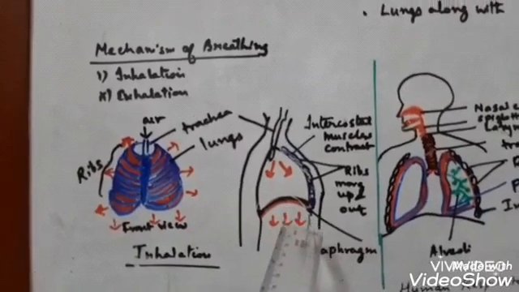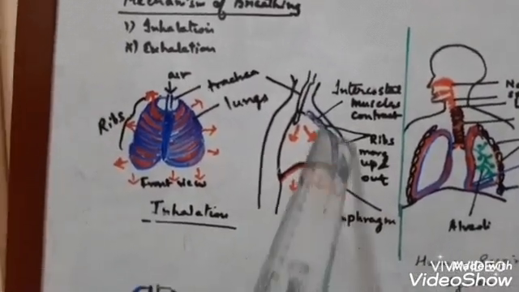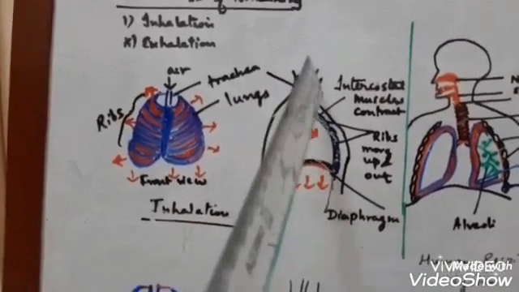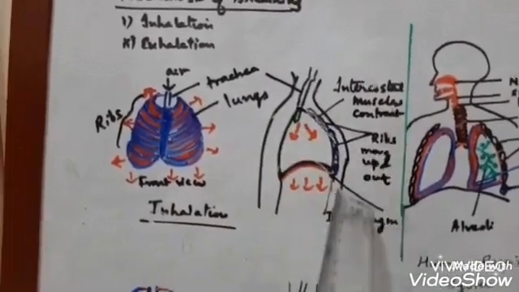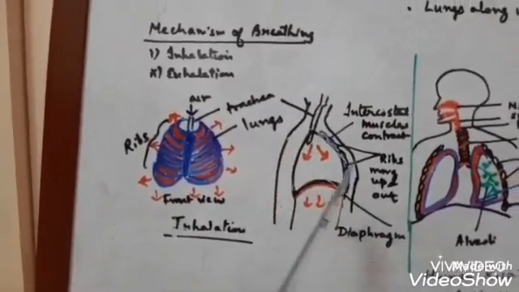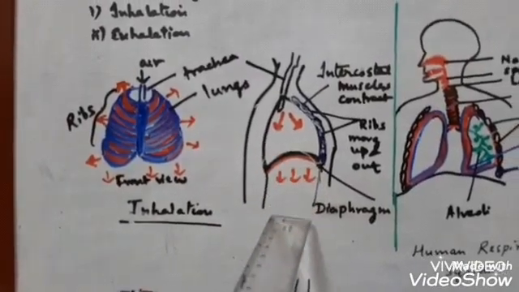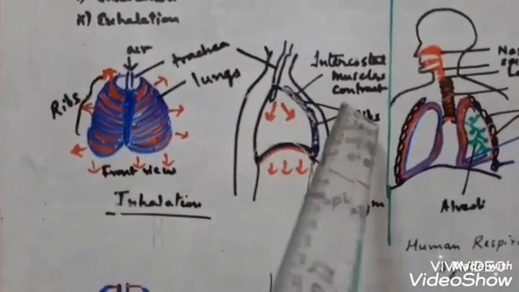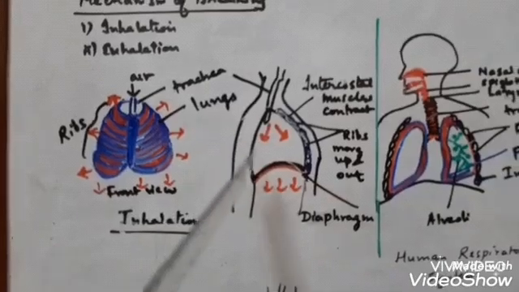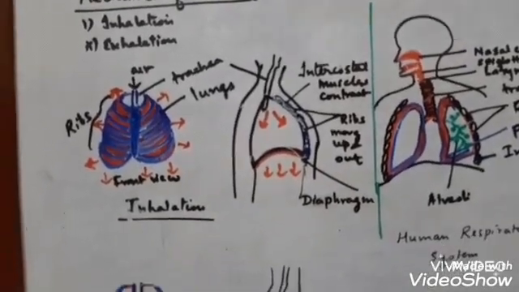Now when this diaphragm moves downward, see, the diaphragm is moving down, making a space in the thoracic cavity. The rib cage is moving out and up. So what happens? Here the volume of the thoracic cavity increases. Am I clear? So the diaphragm moves down, the ribs move out and up. That makes a great volume in the thoracic cavity.